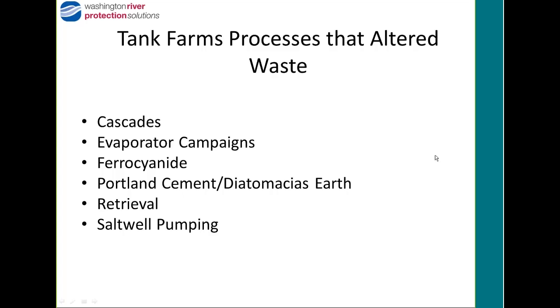We added ferrocyanide to remove cesium from some liquid wastes. We added Portland cement and diatomaceous earth to some tanks that were leaking to try to soak up those liquids. We've retrieved waste out of a number of older tanks and put them in other waste tanks, which actually changes the composition.